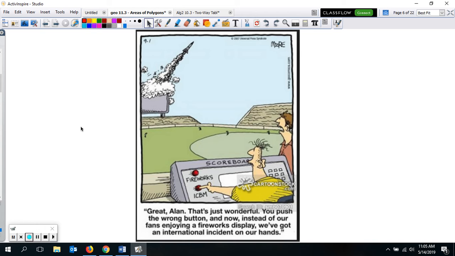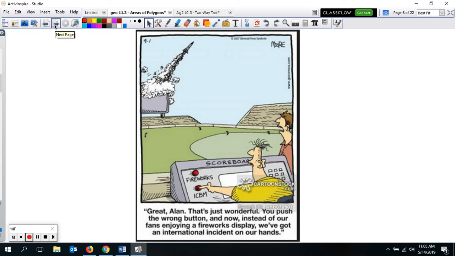We got it in the bleachers today. Great, Alan. It's just wonderful. You pushed the wrong button, and now instead of our fans enjoying a fireworks display, we've got an international incident on our hands. So next to the fireworks button is the ICBM, Intercontinental Ballistic Missile button. So apparently he fired the missile out from the scoreboard.